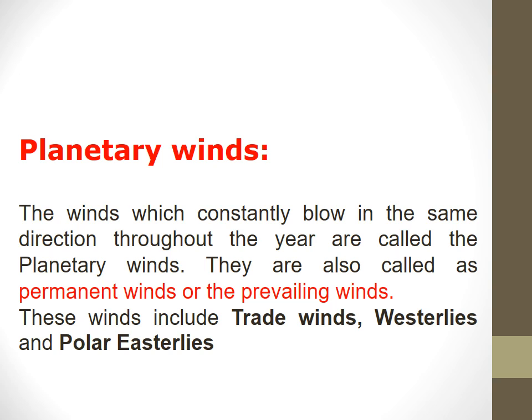Okay, and the next one is polar easterlies. Pole means the north pole and south pole. As I know, in a globe, the end of the north side is called the north pole, and the southern side down it will be there. So that is poles.